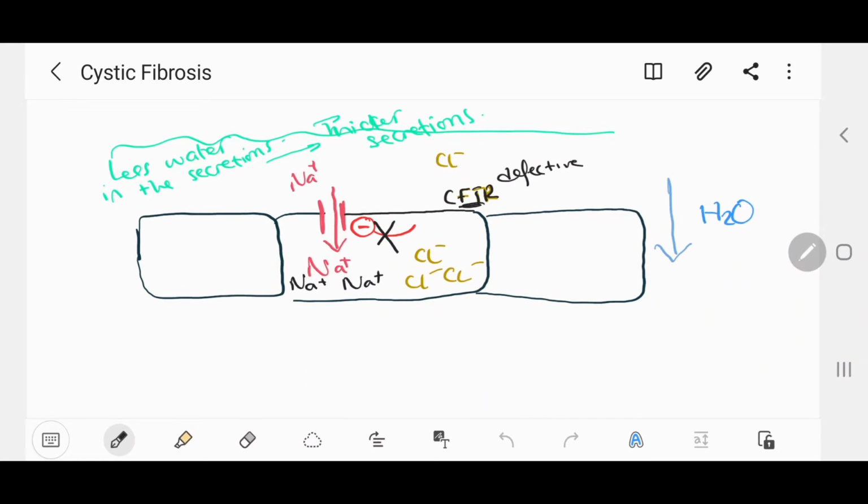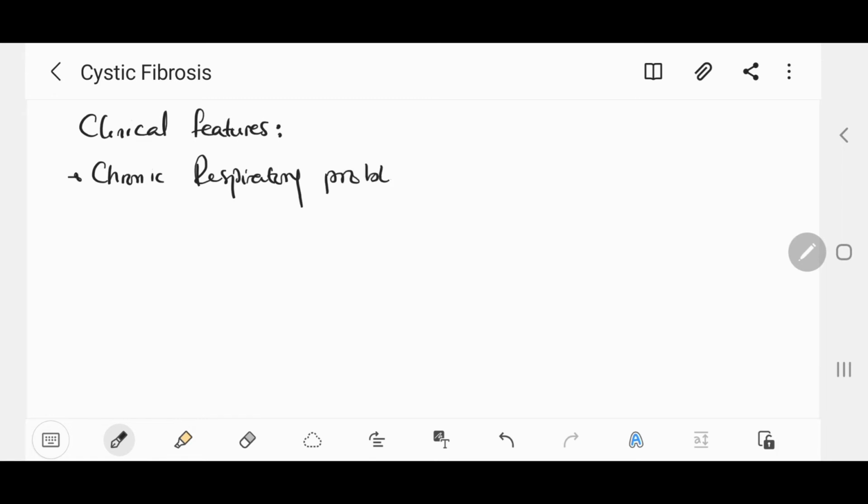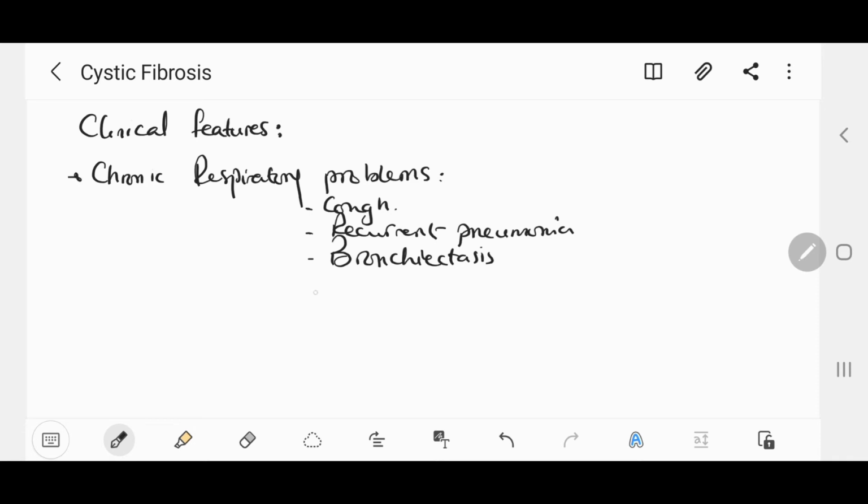As for the clinical features of cystic fibrosis, the patients will be having chronic respiratory problems, and because of the buildup of the thick mucus in the lungs, they'll be having cough, recurrent pneumonia, bronchiectasis because of the recurrent infections, sinus tenderness, and nasal polyps.